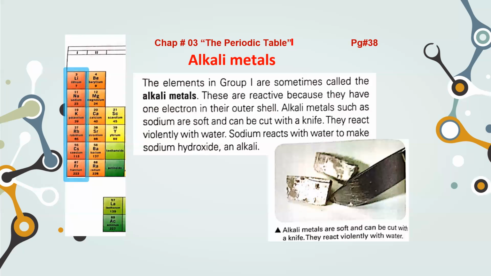So the elements in group 1 are sometimes called the alkali metals. These are reactive because they have 1 electron in their outer shell. Alkali metals such as sodium are soft, and they can be cut with a knife, and they react violently with water. What does it mean? They are reacting violently with water.